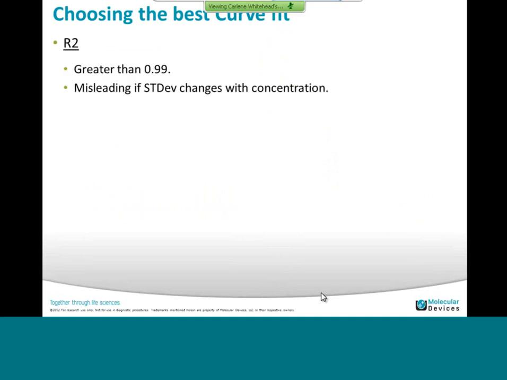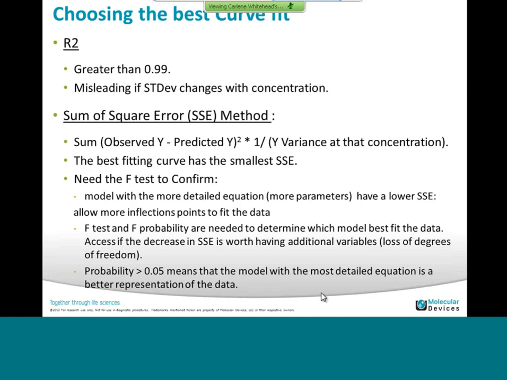So choosing the best curve fit can be tricky, and there's a protocol in SoftMax Pro that has been developed to help you do just that. This protocol uses several methods in order to help you determine which curve fit evaluated is best. It is still quite widely used that the R-square can help you determine which curve fit is best, and if it is greater than 0.99, then it shows a good fit. However, it will be misleading if the standard deviation changes with the concentration. Therefore, the protocol has been implemented with two other methods, the sum of square method and the Akaike method.